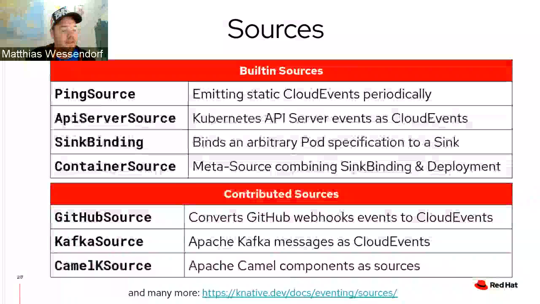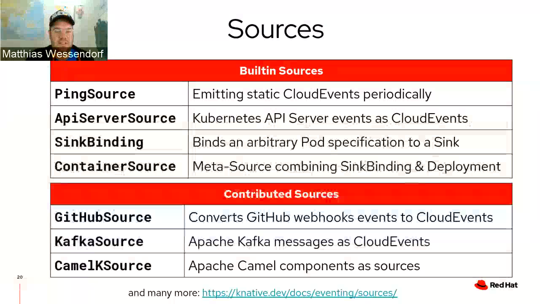We have a few sources built into the Knative project. In Knative eventing, the main repository, we have a ping source, which is kind of similar to what you could do with a cron job. It has a schedule and we can send some messages that we will see later. There's an API server source, which is interesting because it turns the Kubernetes API server platform events into cloud events. So you can basically receive whenever a pod is started or whatever. And there is a sink binding and a container source.